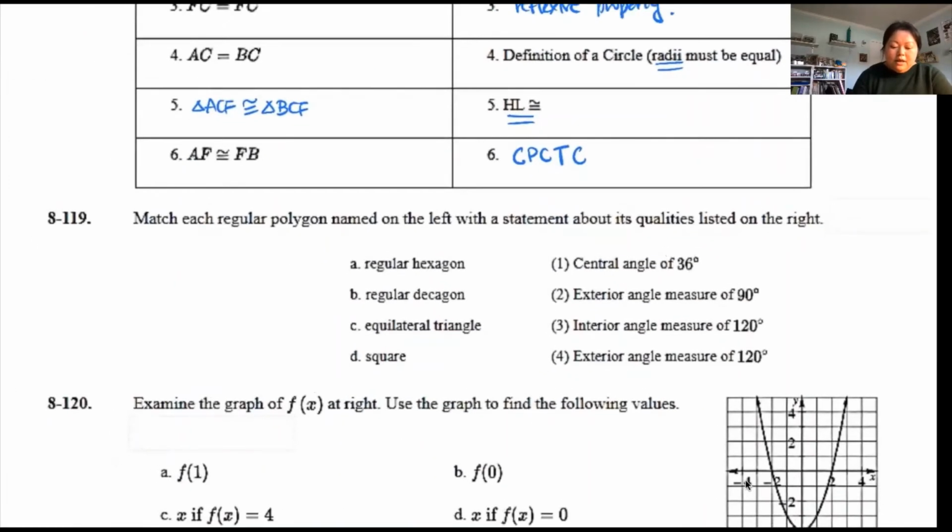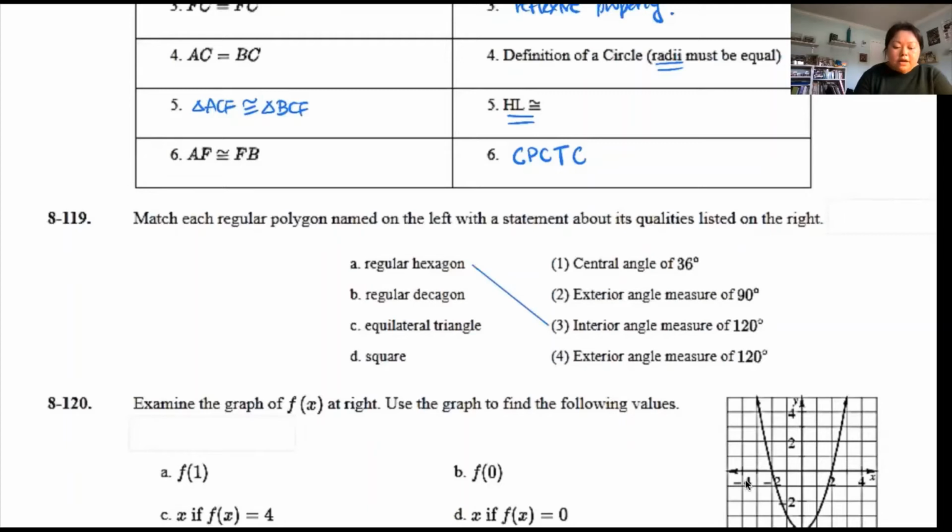All right, match each regular polygon on the left with a statement about its qualities listed on the right. So a regular hexagon has a sum of interior angles of 720. Because it's a regular hexagon, you take 720 divided by 6, you get your interior angles to be 120.